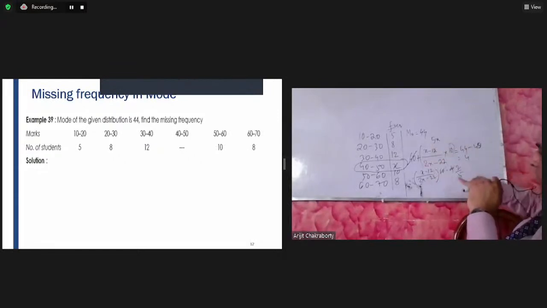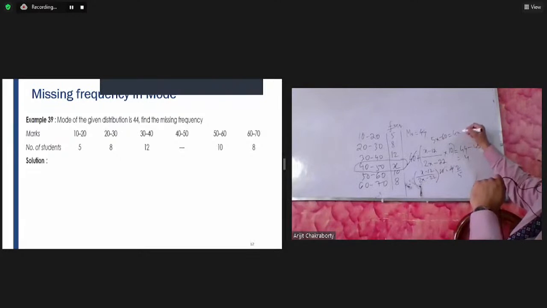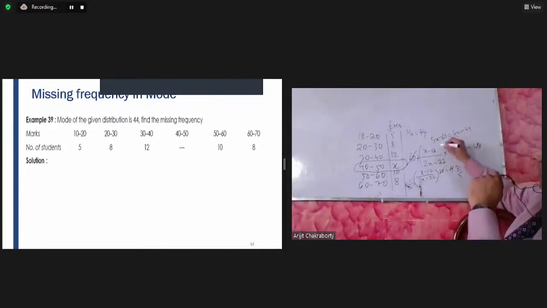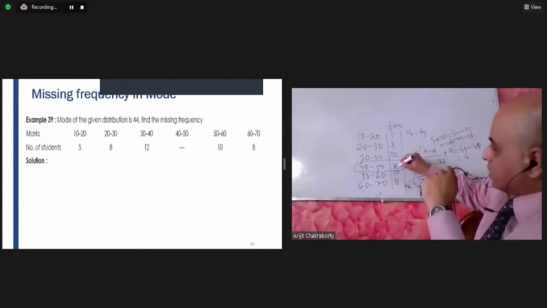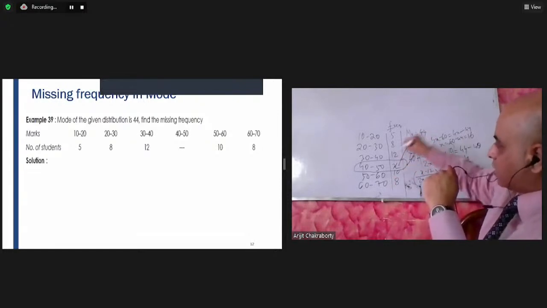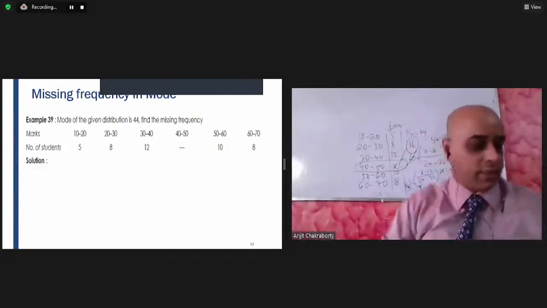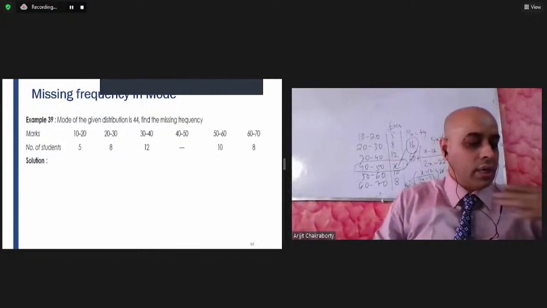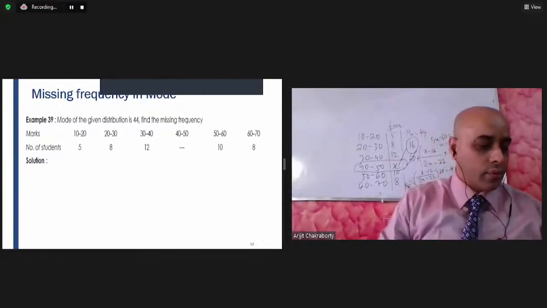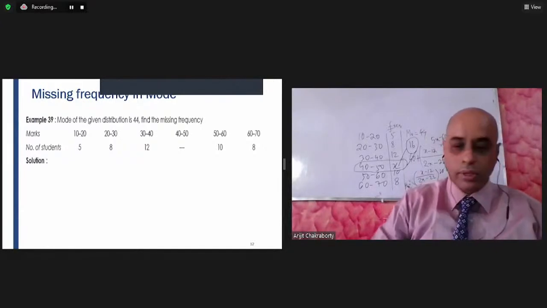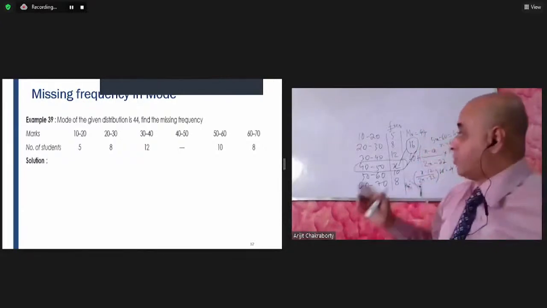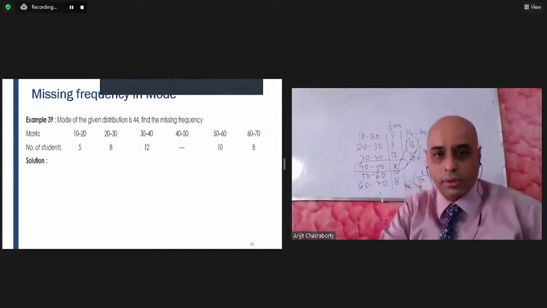So cross multiplying, 5x minus 5 12s are 60, this is equal to 2 into 2x, that is 4x, minus 2 into 22, that is 44. So I'm getting x is equal to 60 minus 44, that is 16. So I'm getting the frequency x is 16. This is what I'm getting. Modal class is 40 to 50, and the mode is 44.